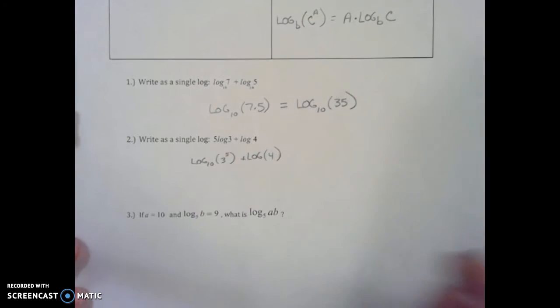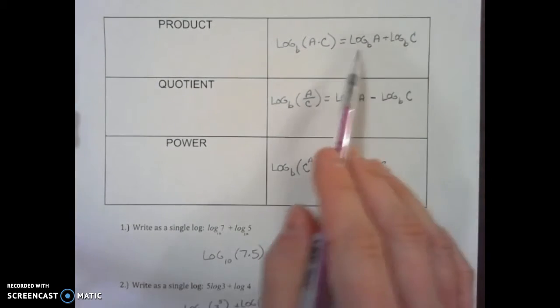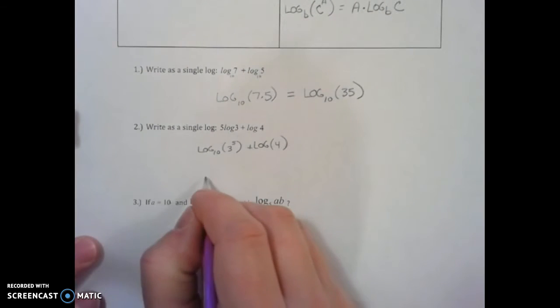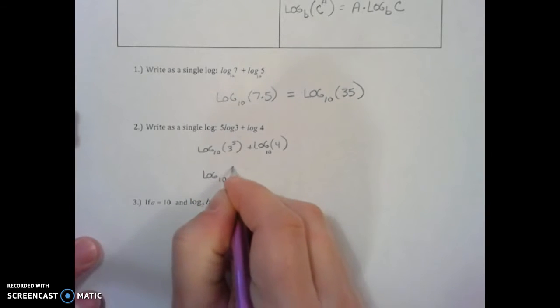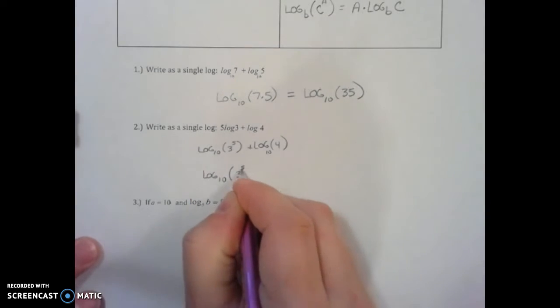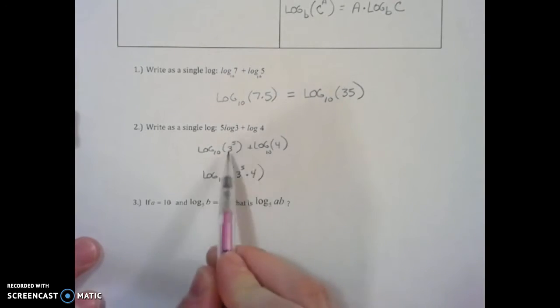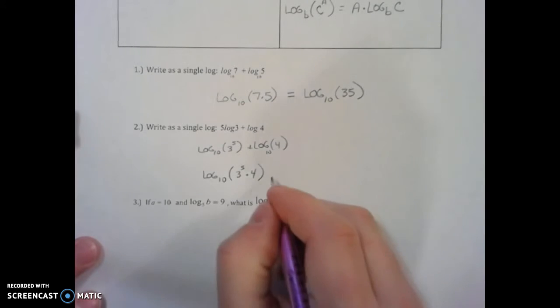And now, since this is an addition, I can use my product rule. I can rewrite this as a product. So what I'm going to do now is write this as log base 10 of 3 to the 5th power times 4. Since these were broken up as a sum, I can rewrite it in one term as a product. And now I can evaluate this and figure out how much this is going to be.